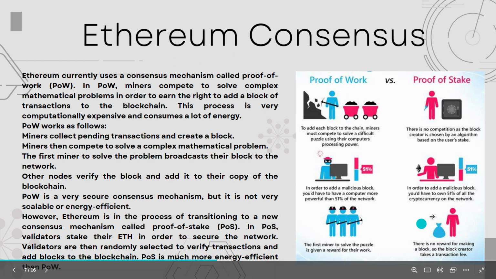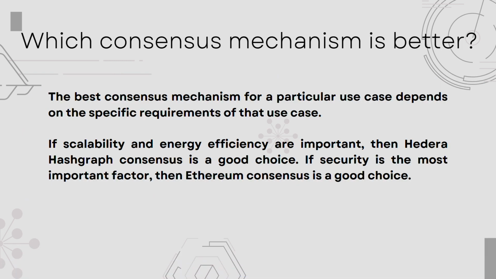The first miner to solve the puzzle is given a reward, and here there is no reward for making a block, so the block creator takes the transaction fee. Next: which consensus mechanism is better? The best consensus mechanism for a particular use case depends on the specific requirements of that use case. Now, if scalability and energy efficiency are important, then Hedera hashgraph is considered. But if security is more important, then Ethereum is considered. We'll see more about this in upcoming slides.